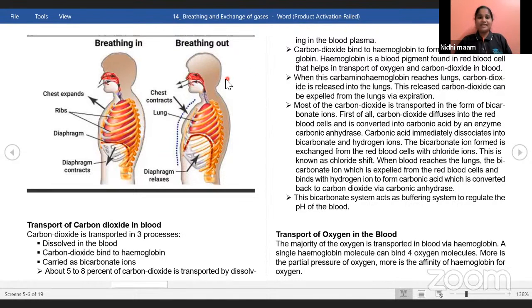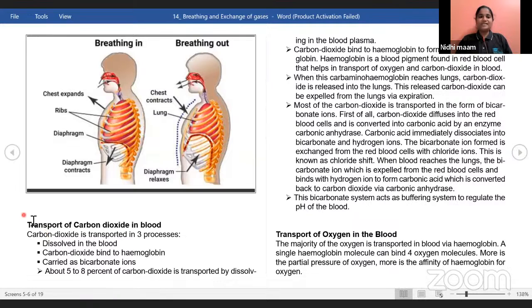So when there is an exhalation, what happens here? Again, the ribs will be like this. They will relax and the diaphragm relaxes like this. See that this is a diaphragm. Okay, this is a diaphragm here. Then the chest contracts so that the pressure of air in the lungs increases and we will release the air. Okay, so this is about breathing in and breathing out of air.